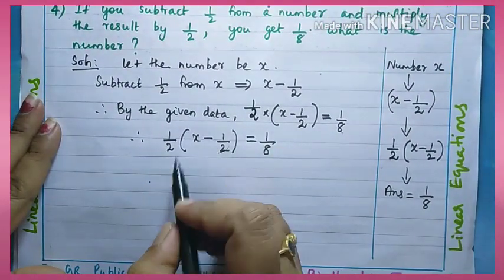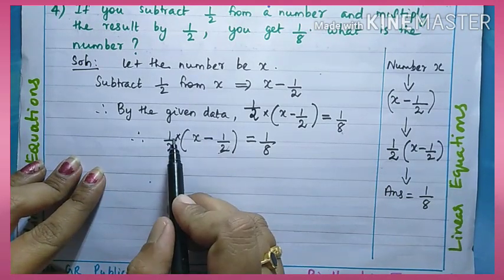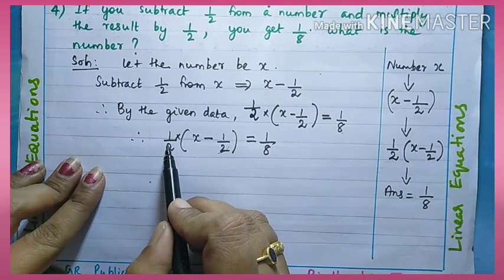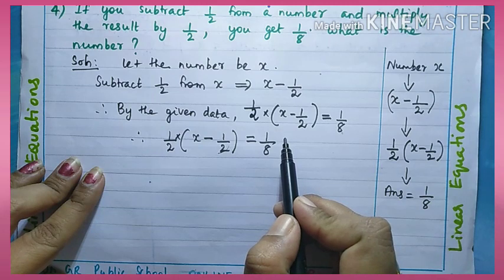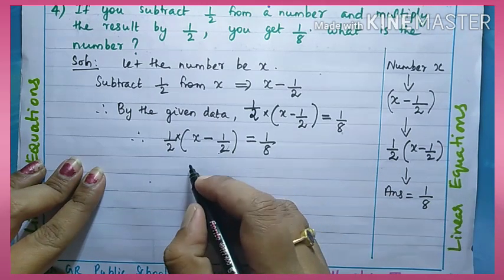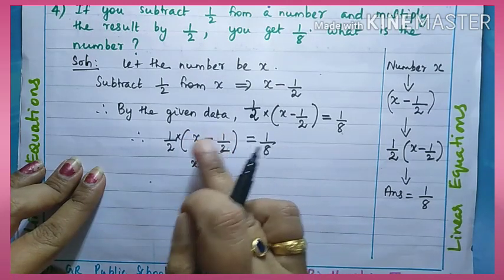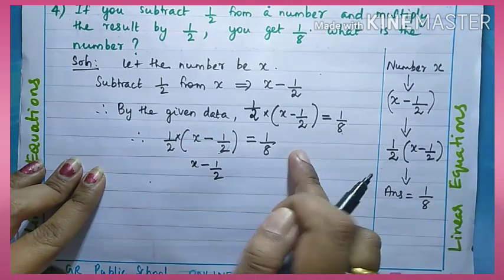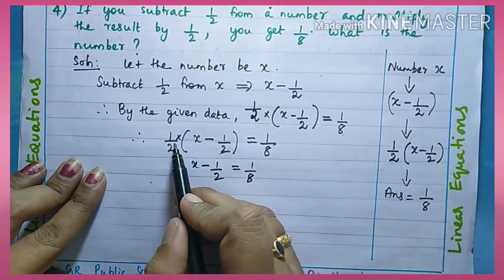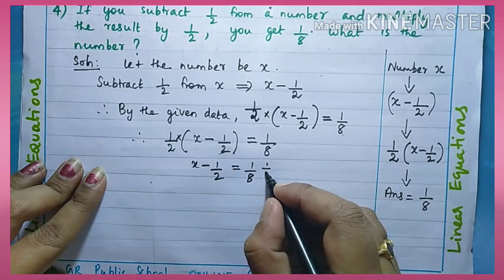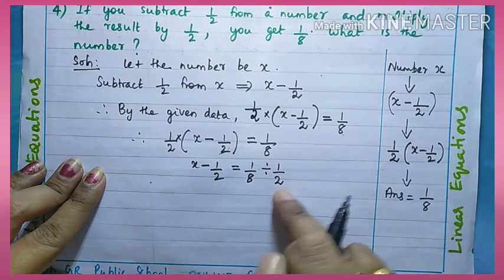Now see children, here how to transpose 1 by 2 into, correct? 1 by 2 into. So when I take this 1 by 2 to the RHS, what happens? It becomes division. Okay. So how I can write the next step? x minus 1 by 2, this I am not doing anything. Only this 1 by 2 I am taking here. So that is equal to 1 by 8. This multiplication becomes division. So divided by 1 by 2. Okay. So this became division.